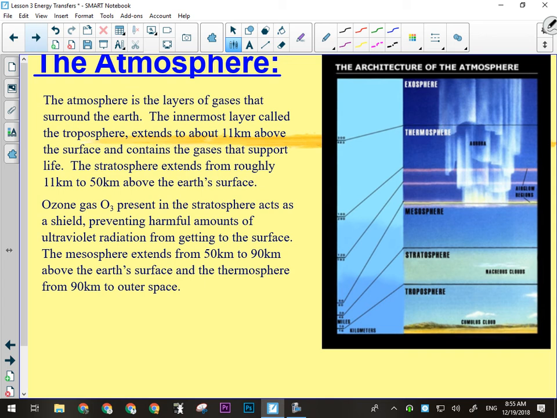All right. So the atmosphere is really important because it is the most fluid of the three parts of the Earth. The three parts of the Earth are the atmosphere, the hydrosphere, which is all the water, and the lithosphere, which is all the rock. The atmosphere is by far the most fluid, and thus able to move around, of the three.